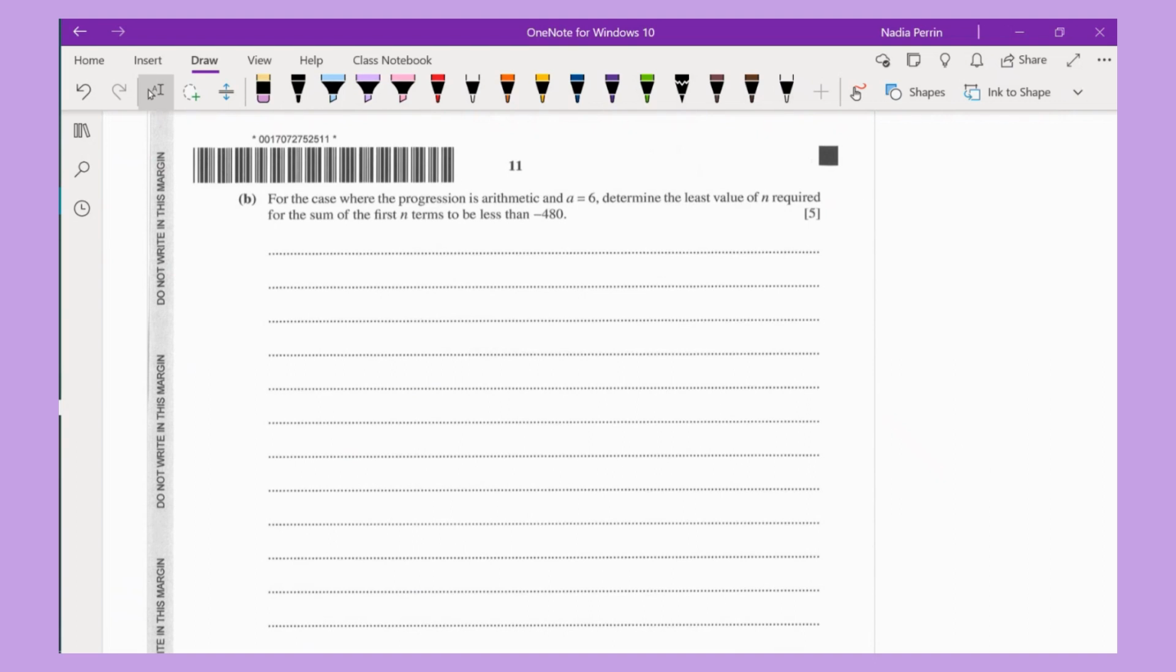Right, this time, instead of it being geometric, it is arithmetic. I'm just going to write the formula. So the first one was a and the second one was a squared over a plus 2 in the previous question. So we now know that a is 6.